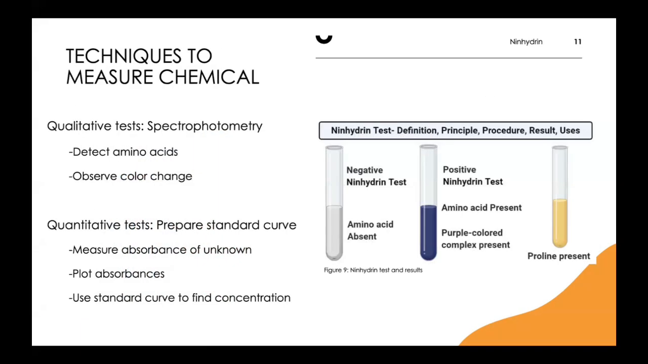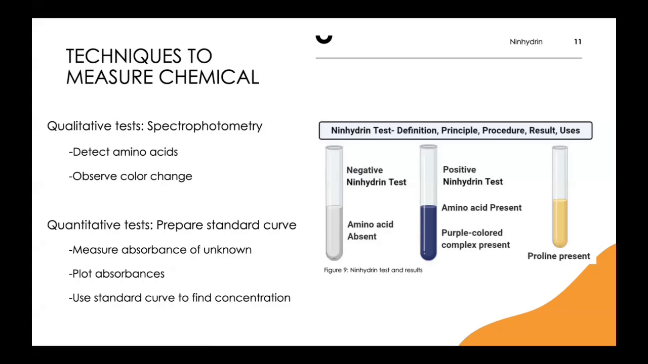There are numerous techniques to measure ninhydrin. Qualitative analysis, like performing colorimetric tests, can detect amino acids and proteins and is observable by a color change. This confirms or disproves the presence and concentration of these compounds. Quantitative tests, like using spectrophotometry and preparing a standard curve, can measure concentration of amino acids.